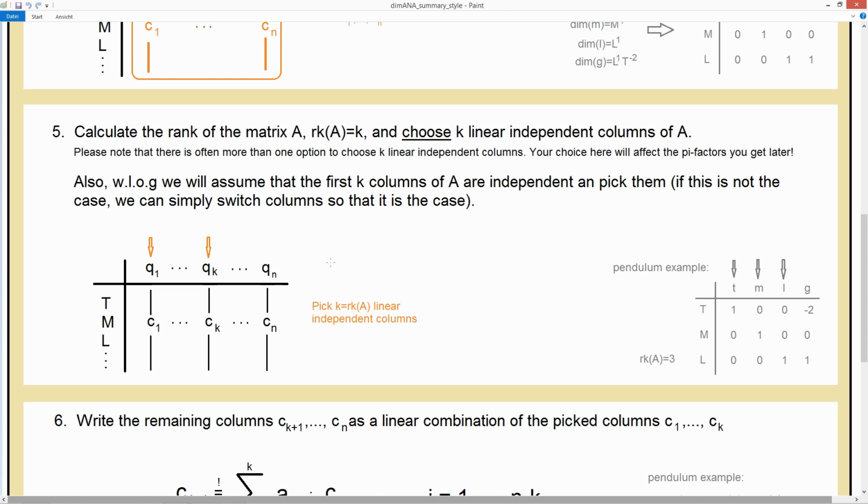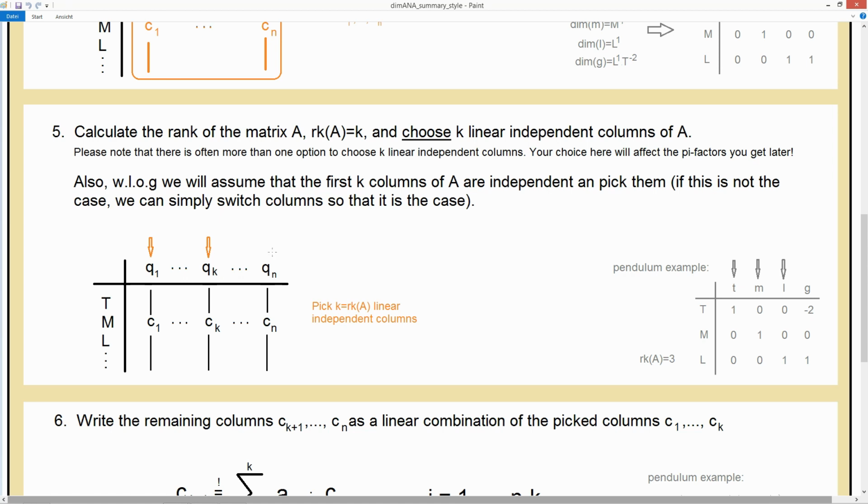We will also assume that the first K columns of A are linearly independent and pick them. If this is not the case, we can simply switch columns so that it is the case. So here we see how we pick K linearly independent columns of the matrix A. And we assume that the first K columns are linearly independent because we can always switch columns, so that this here is the case.